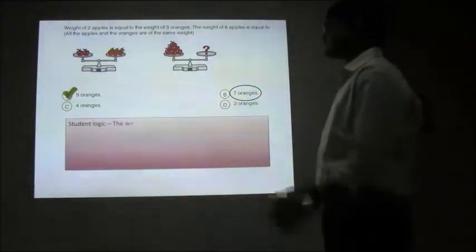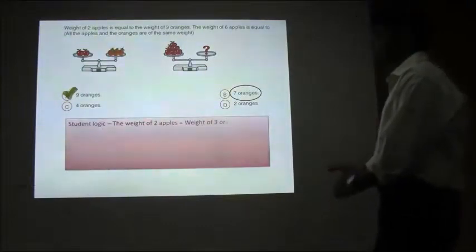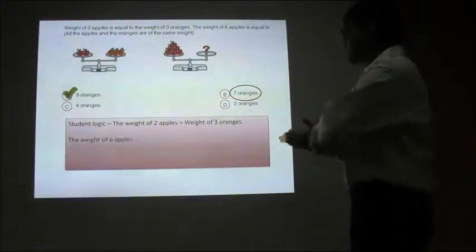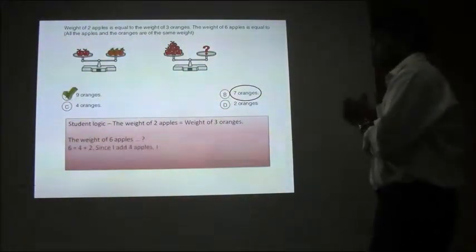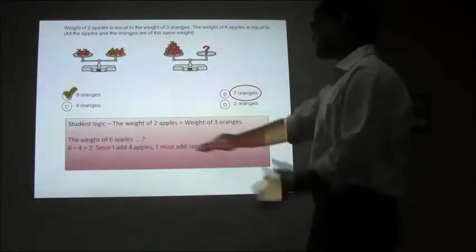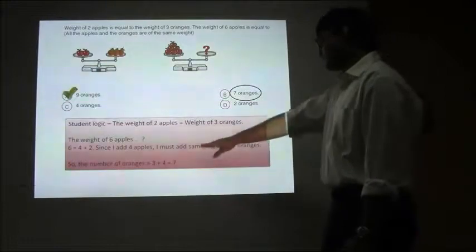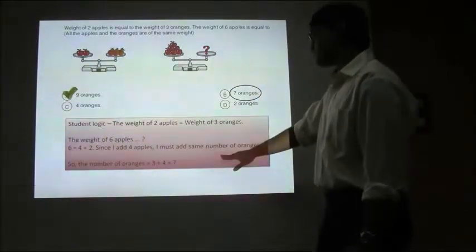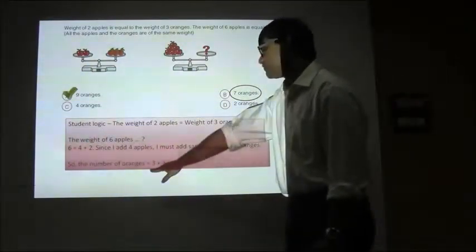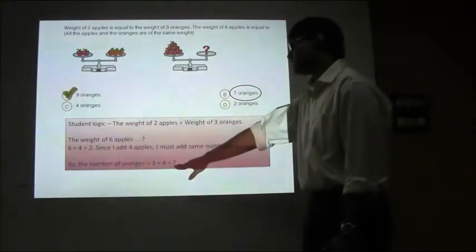Now why is this? The student logic says that if the weight of 2 apples is equal to the weight of 3 oranges, for the weight of 6 apples, what you're doing is adding 4 apples to the 2 apples. So in the case of oranges, you'd also do the same thing. You'd add 4 oranges to the number and hence come up with the answer 7.